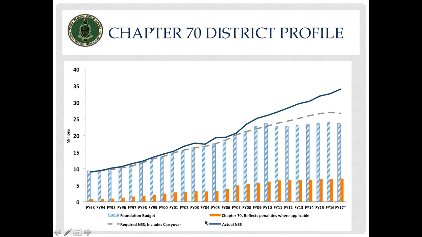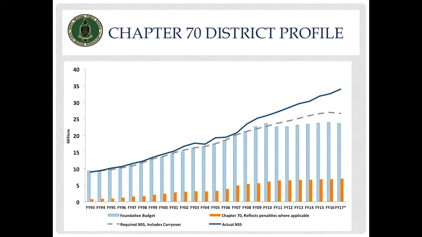If you look at this Chapter 70 district profile, I think this is an interesting graph that speaks to a lot of what's been going on in North Reading since the beginning of the Chapter 70 program with the Educational Reform Act in 1993. The blue and white striped bar graph represents our foundation budget amount. So you can see our foundation budget amount has increased for several years, and then had a decline, and now it's just been staying relatively stagnant since about fiscal year 2011 or so, not changing significantly. And then you can see the orange bar graph represents the amount of Chapter 70 aid we're receiving.